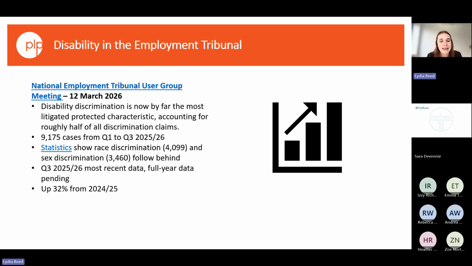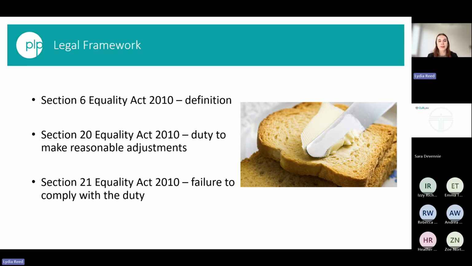With that in mind, then, going back to our bread and butter, it is the legal framework. The relevant parts of the statute are on the slide. Section 6 is the disability definition. So a person has a disability if they have a physical or mental impairment that has a substantial and long-term adverse impact on their normal day-to-day activities.